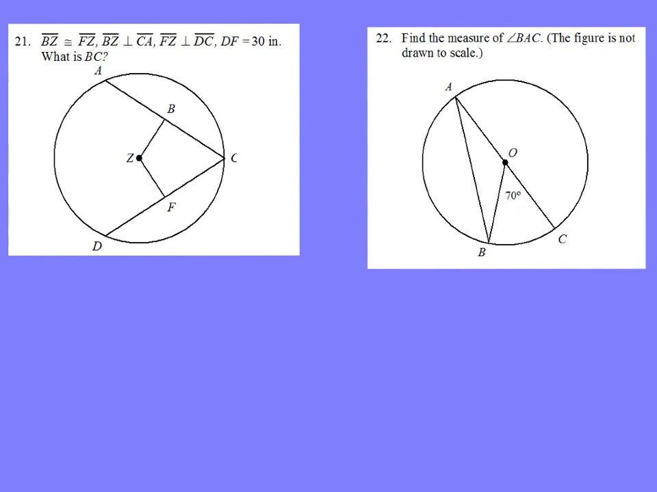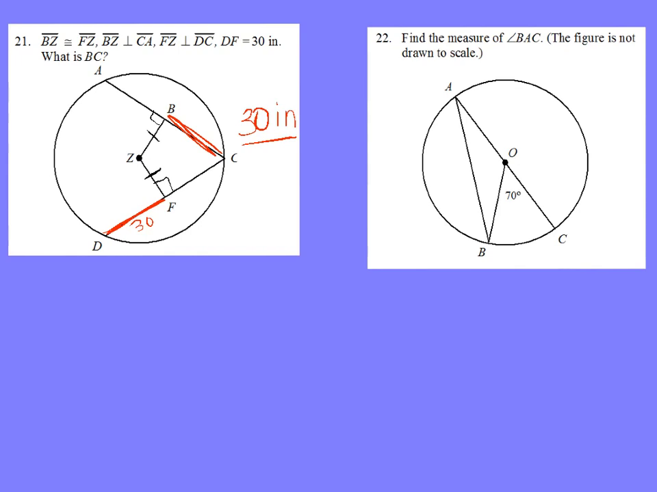Alright, let's look at 21. 21 is a lot like number 20. So BZ is congruent to FC. Also, BZ is perpendicular to CA. Also, FZ is perpendicular to DC. And we know that DF is equal to 30. Well, using the same theorems as before, we know our two chords here are congruent, and we know that they're both being bisected. So if we want to find the measure of BC, we know that's the same measure as DF, so our answer here is 30 inches.